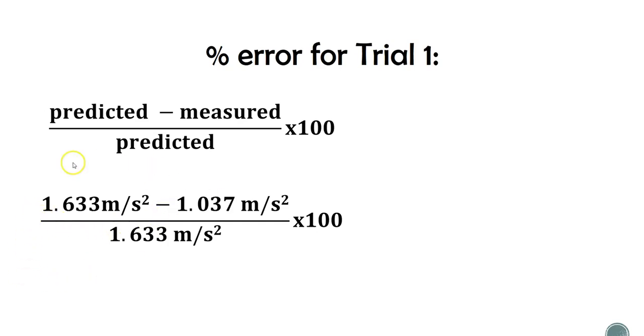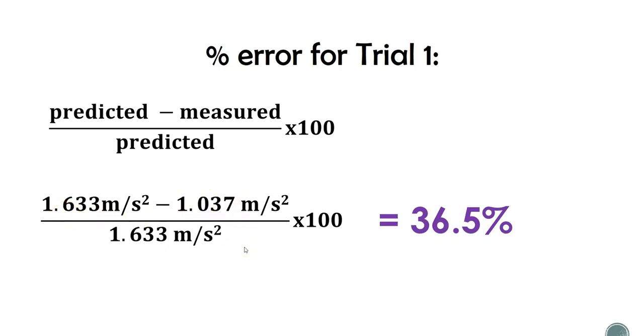So that's going to give us, here's our predicted acceleration for trial 1, 1.633 meters per second squared, minus my measured for trial 1, 1.037 meters per second squared. Yours may be different. It should be different. There's no reason why your numbers should be exactly the same as mine. And then divided by our predicted again, times 100. Double, triple check that you're plugging it into your calculator correctly. And in this case, we end up with 36.5% between what I should have, what I expected to have, and what I actually got.